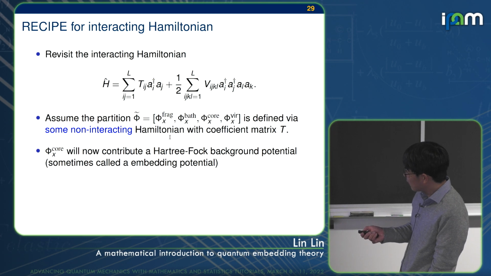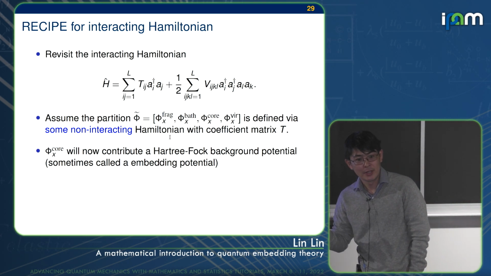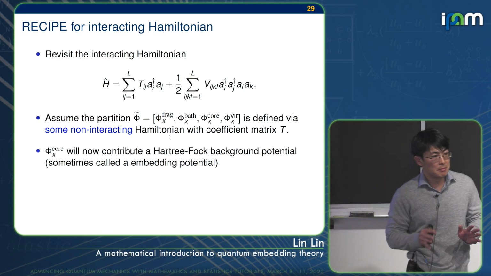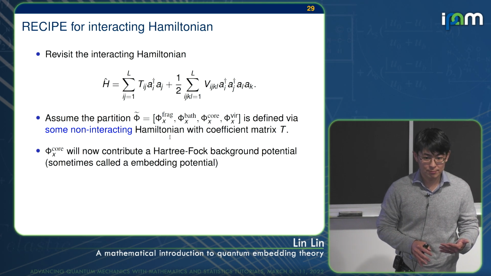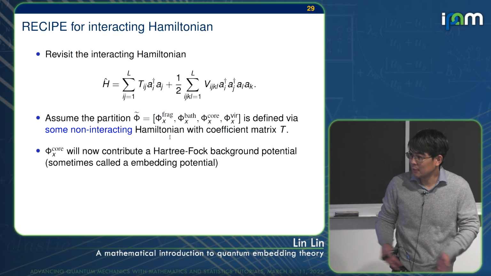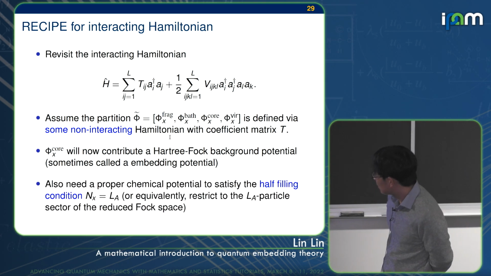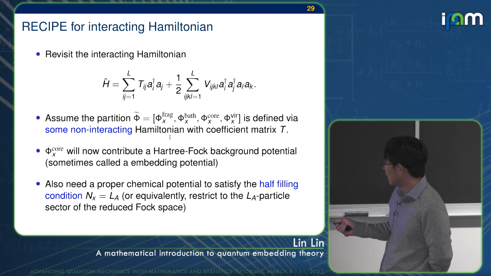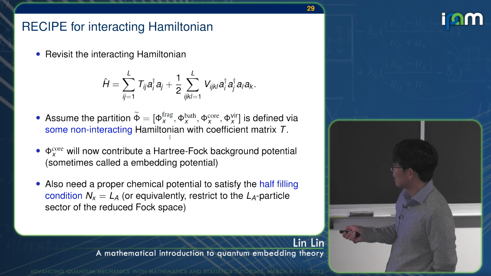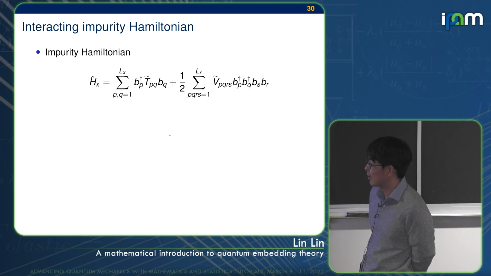This gives a coefficient matrix T that allows me to get these orbitals. Now, the difference is that these core orbitals won't just be left out. They must also contribute something. The minimal thing you need to do is contribute a Hartree-Fock embedding potential, electrostatics and Fock exchange. You also need to select another proper chemical potential to satisfy the half filling condition, so that the number of electrons is equal to LA. Let me describe how that works.